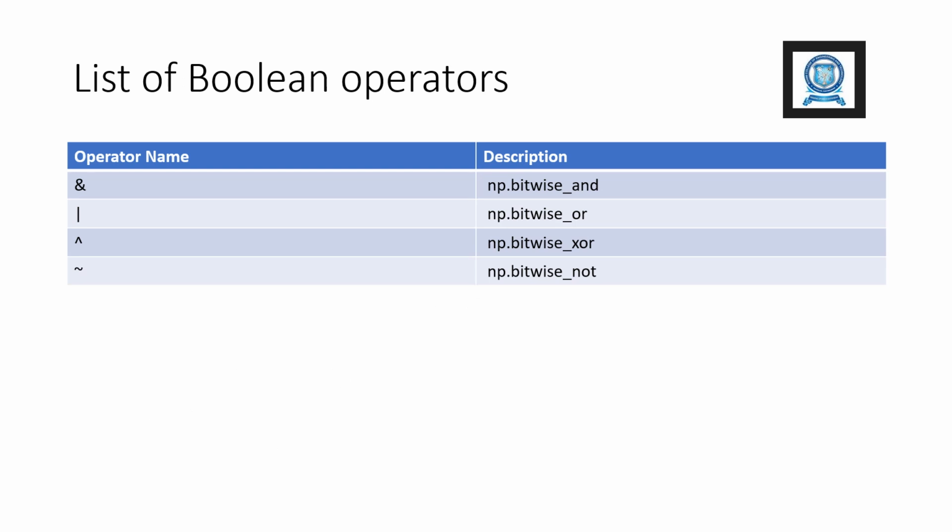The list of Boolean operators is shown in this table. Ampersand symbol specifies np.bitwise_and. Pipe symbol indicates np.bitwise_or. Caret symbol indicates np.bitwise_xor. Tilde symbol indicates np.bitwise_not.